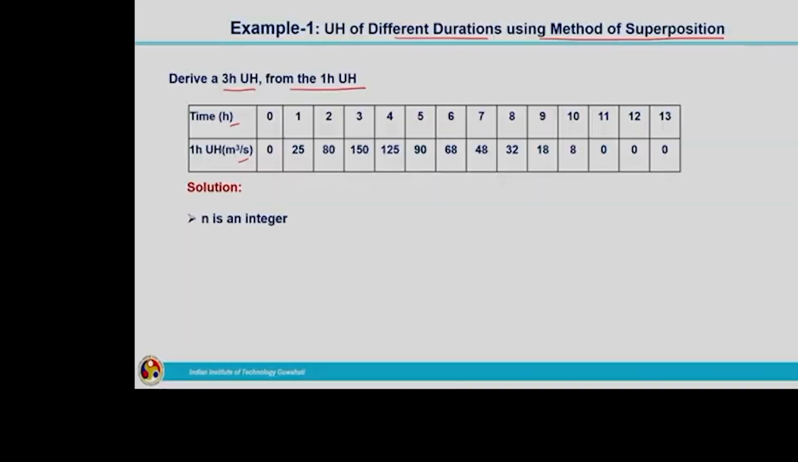Since the known duration is 1 hour and we have to derive the 3-hour unit hydrograph, we can understand that it is an integral multiple of the given duration. So we can make use of the principle of superposition here to derive the 3-hour unit hydrograph from the 1-hour unit hydrograph. You know the steps related to it. Here in this case n is an integer, and if n is an integer we will be making use of the principle of superposition, and 3 unit hydrographs will be lagged by 1 hour each.